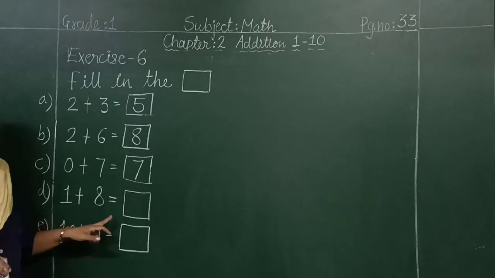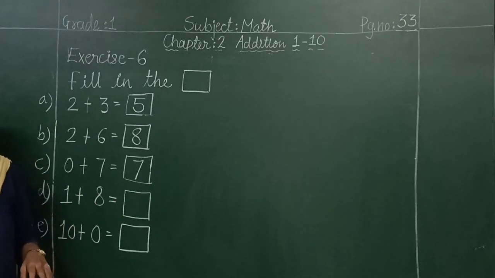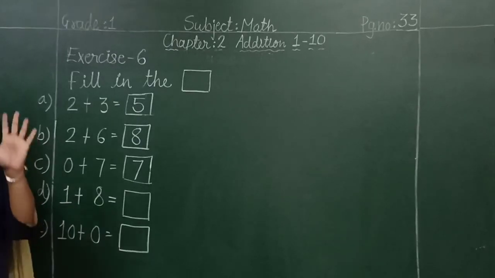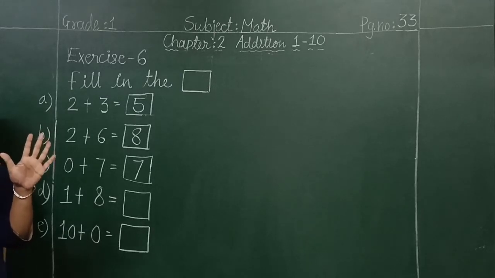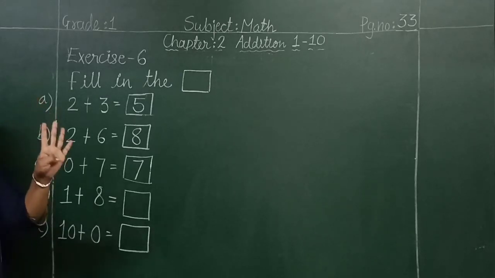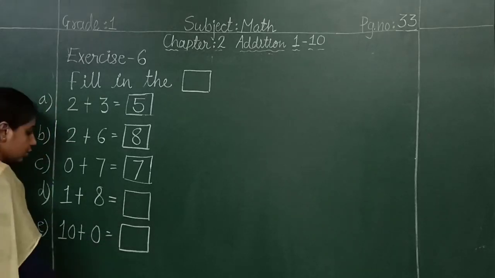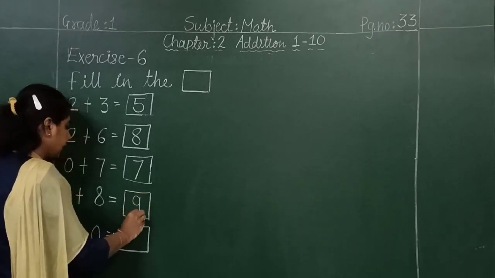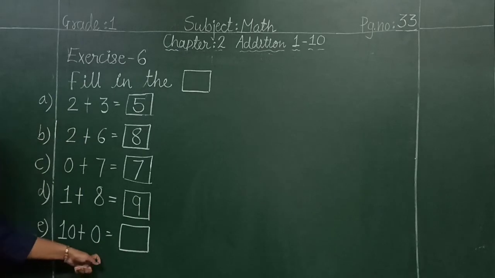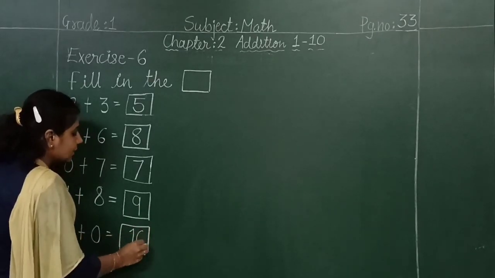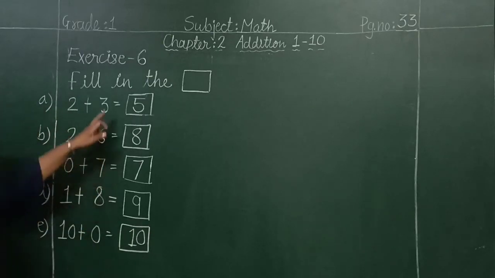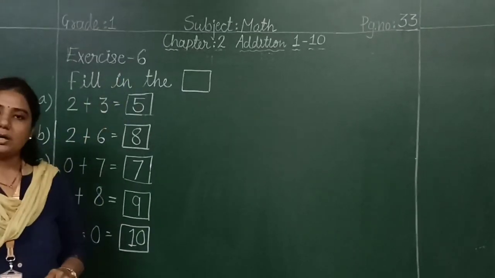1 plus 8, 1 in your mind, 8 in your hands. 1 after 2, 3, 4, 5, 6, 7, 8, 9. So what you will write in this box? 9. 10 plus 0, 10 only. So this way you have to complete your exercise number 6 in your test.